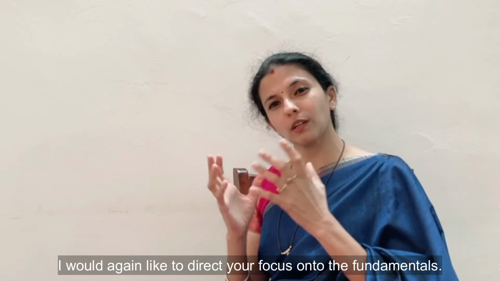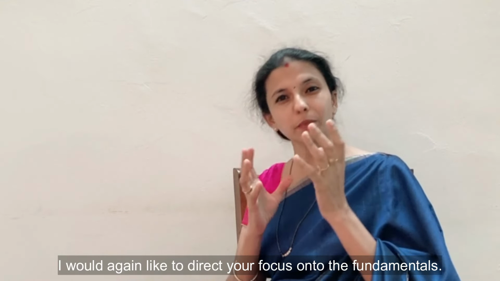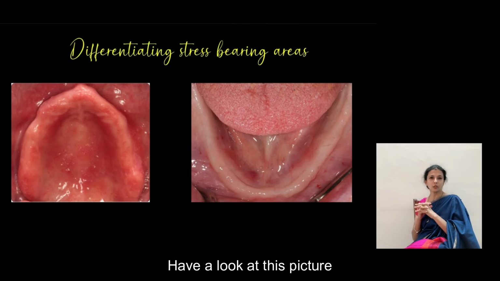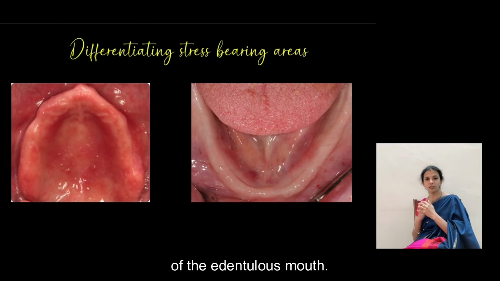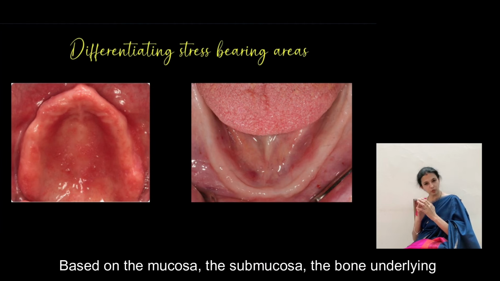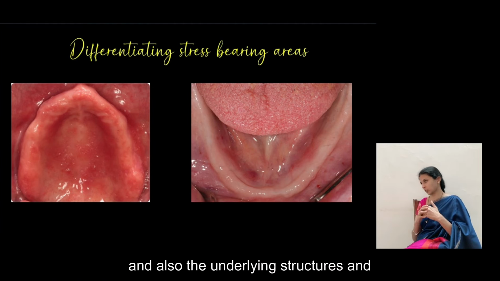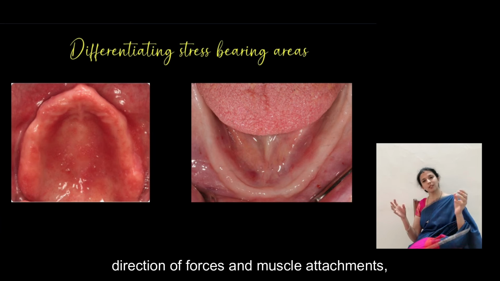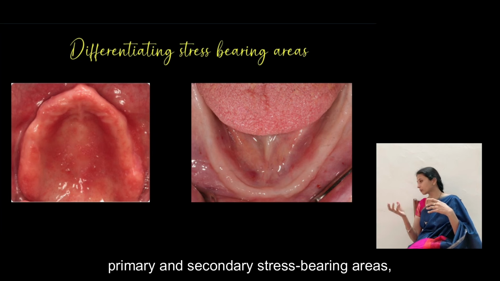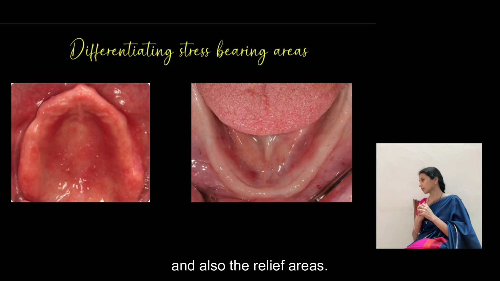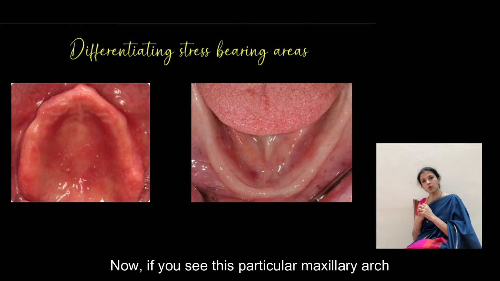I would again like to direct your focus onto the fundamentals. Have a look at this picture to differentiate between the different stress-bearing areas of the edentulous mouth. Based on the mucosa, the submucosa, the bone underlying, and also the underlying structures and direction of forces and muscle attachments, the denture-bearing area is divided into primary, secondary stress-bearing areas and also the relief areas.